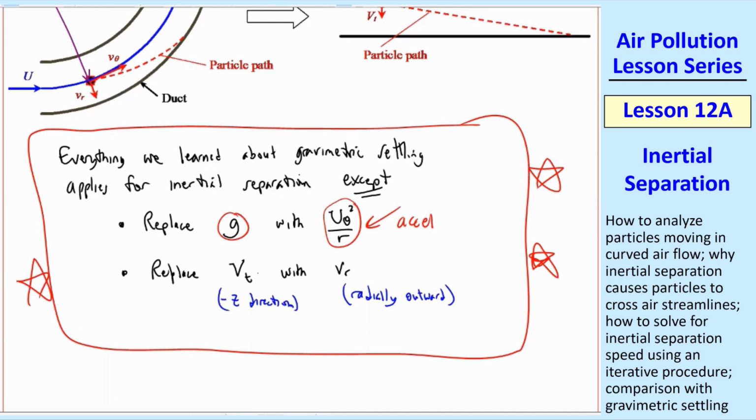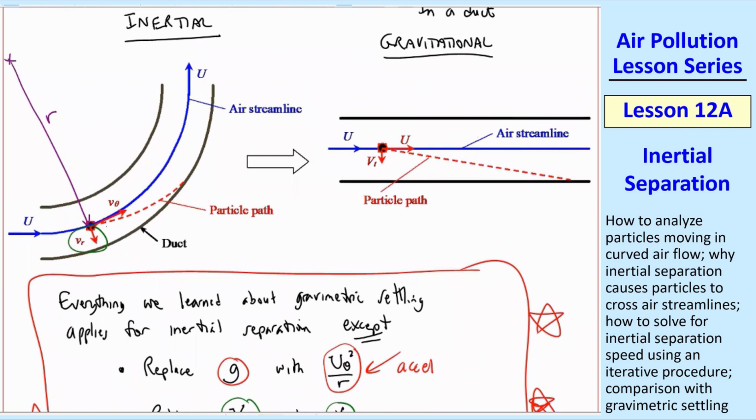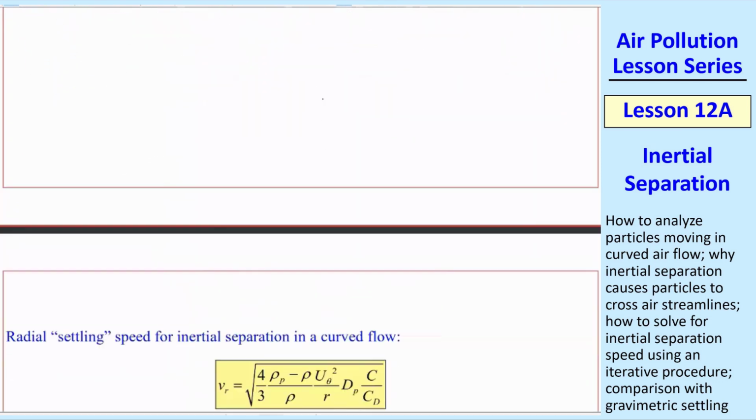And in your program, you could still call it VT if you want, but we're replacing VT with VR as long as you know what it means. VR is this radial separation speed of the particle, whereas VT is the downward settling speed due to gravity. So it's the same equations, the same iteration scheme, everything's the same except for this acceleration term that's replaced. So as I said, that makes our life pretty easy.